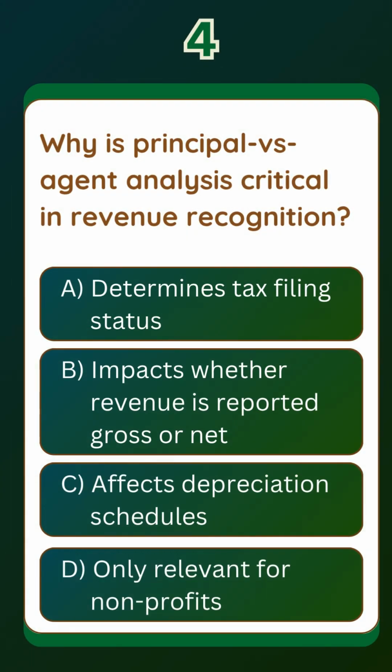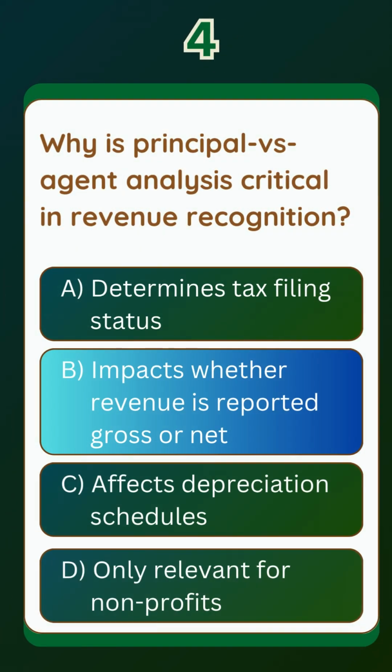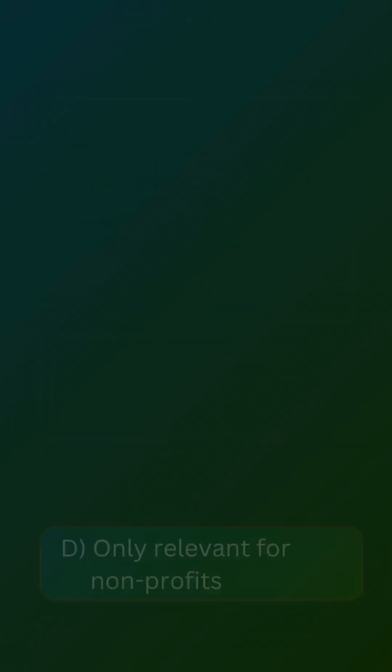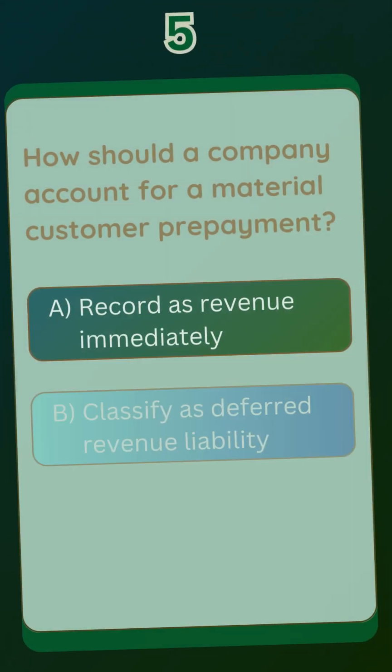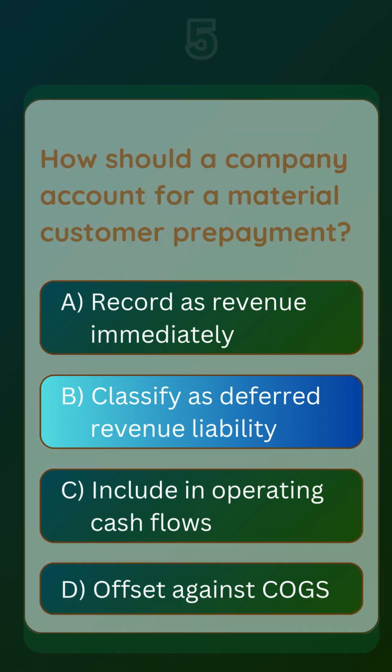Question 4. Why is principal vs agent analysis critical in revenue recognition? Correct answer is option B. Question 5. How should a company account for a material customer prepayment? Correct answer is option B.